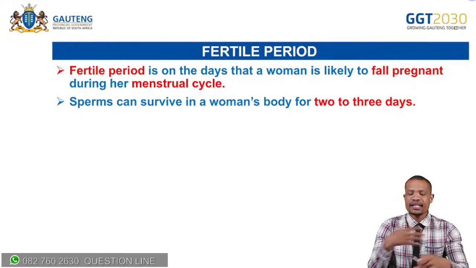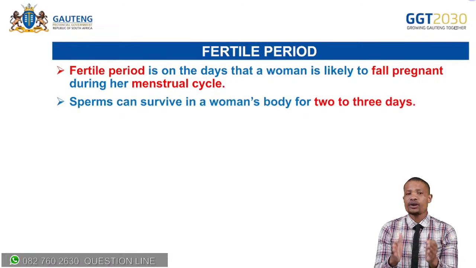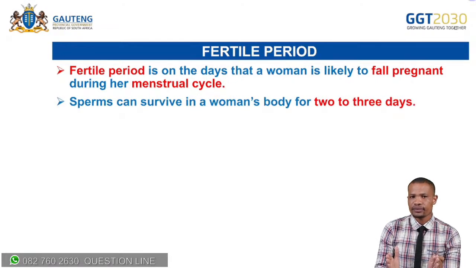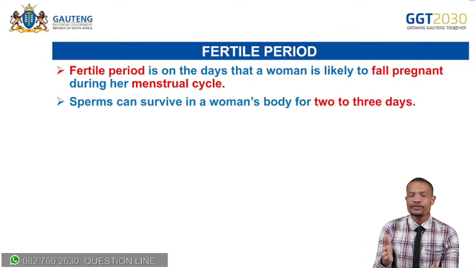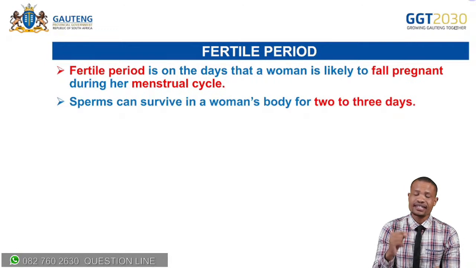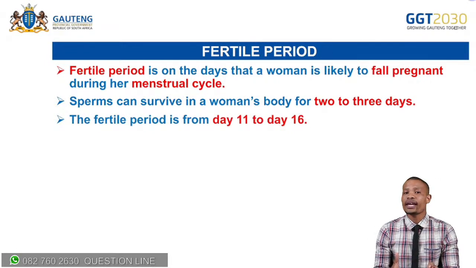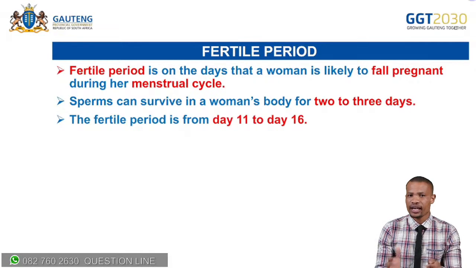And sperms can survive in a woman's body for 2 to 3 days. So if it happens that you are on your fertile period, maybe after ovulation or before ovulation, maybe a day before ovulation, and then there are sperms in your body, then there is a chance that those sperms, since they can survive 2 to 3 days in the body of a woman, they may fertilize that egg. Okay. But the fertile period is between day 11 up to day 16. That is the period where it is highly likely that a woman will fall pregnant should she engage in sexual intercourse.